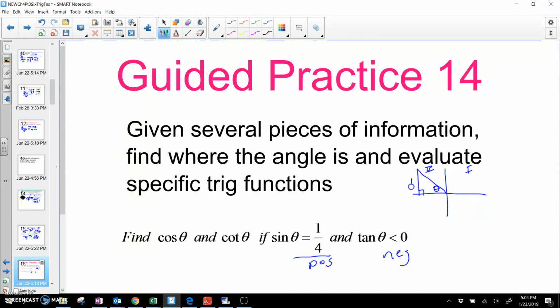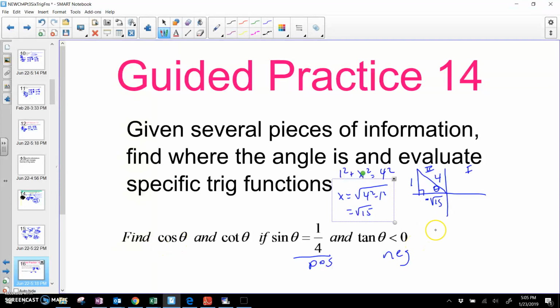Sine is opposite over hypotenuse, so I have a 1 over 4. And this 1 is in the positive direction, so I keep that as a positive 1. The hypotenuse is always positive. Whatever I find for this value is going to be negative. So I find that value by doing 1 squared plus x squared equals 4 squared. When I look at that, I get x equals the square root of 4 squared minus 1 squared, so I get the square root of 15. So it's going to be negative root 15 over here.